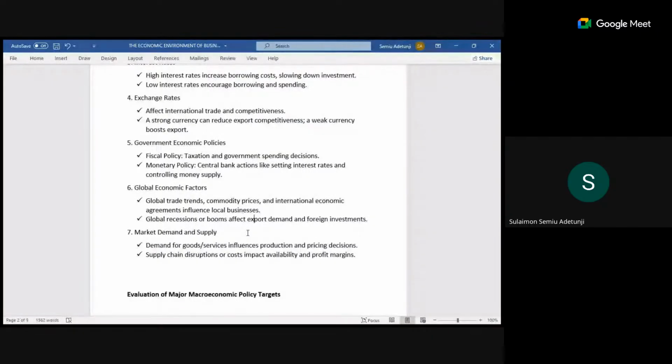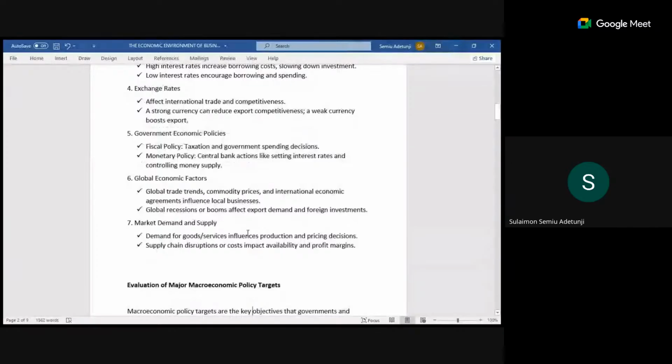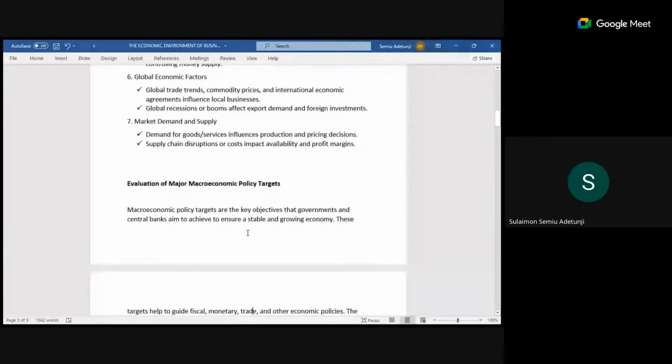If you say yours is 20 naira, the person can as well go to another place and get the same product, even at a cheaper rate. So because of the supply, you cannot determine the price. So majorly demand and supply determine the price of the product. Then supply chain disruption or cost impact, availability, and profit margin.